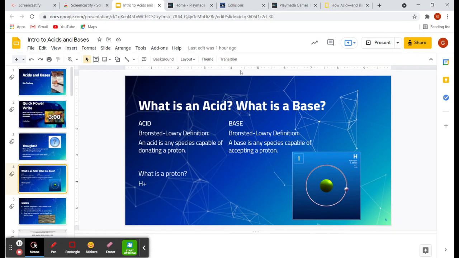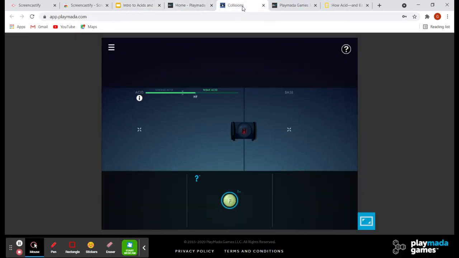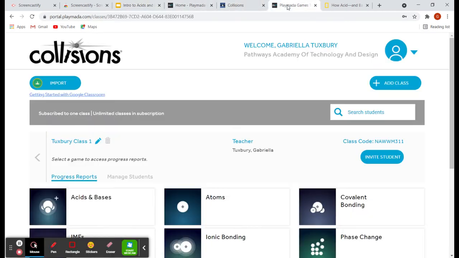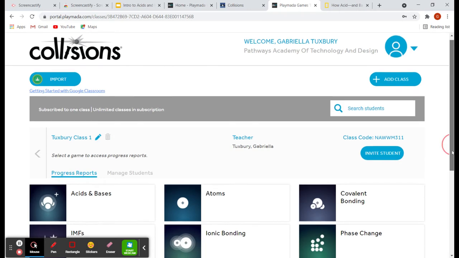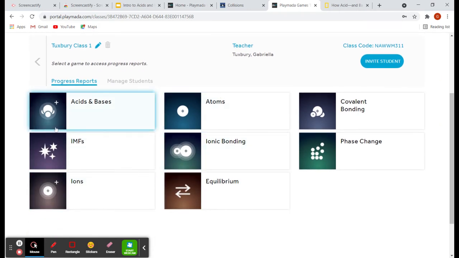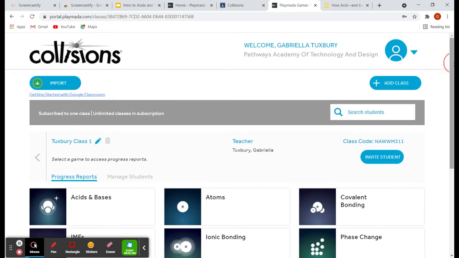Your homework for tonight, which is going to expand upon these objectives that I talked to you about, is actually a game. So, what I want you guys to see here, this is my side of things. I'm going to send you a class code, invite you through this little button, and you're going to see the acids and bases portion of this game pop up. The people that make this, they're called Collisions. They make a couple different games here listed below. But you guys are going to be obviously doing acids and bases.